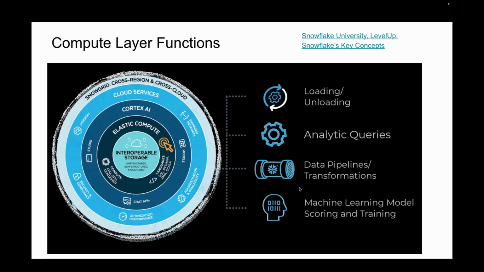The second layer in this architecture is the elastic compute layer. The work of this layer is to perform various functions inside this data platform. For example, bringing the data inside it, taking the data outside, performing various analytical queries, running different data transformation or data engineering pipeline functions, running machine learning model work like scoring and training the models. These computes could run multiple languages like SQL, Python, Java, or Scala.